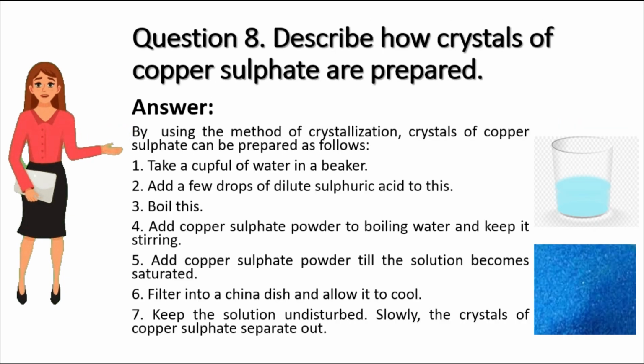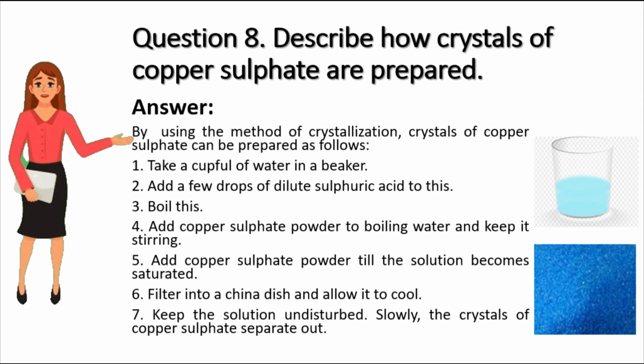Question 8. Describe how crystals of copper sulfate are prepared. Answer. By using the method of crystallization, crystals of copper sulfate can be prepared as follows. 1. Take a cupful of water in a beaker. 2. Add a few drops of dilute sulfuric acid to this. 3. Boil this.